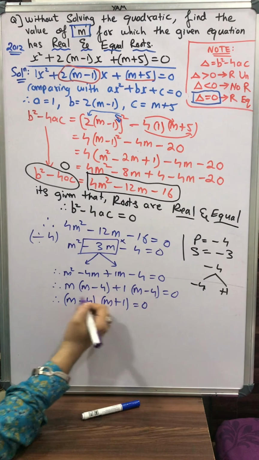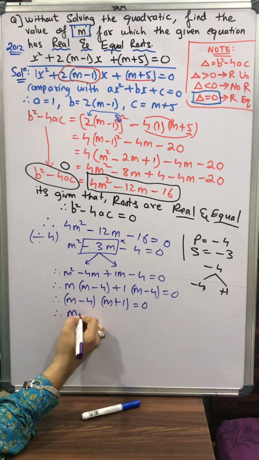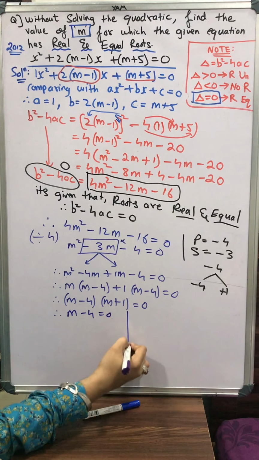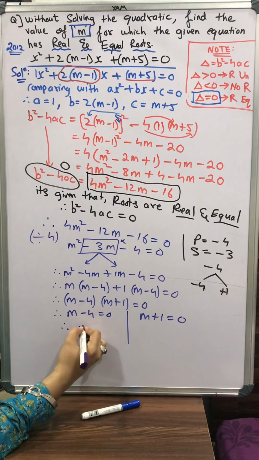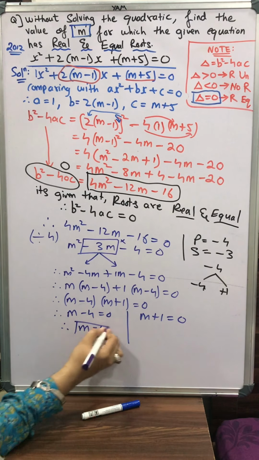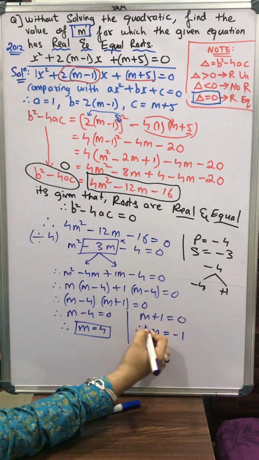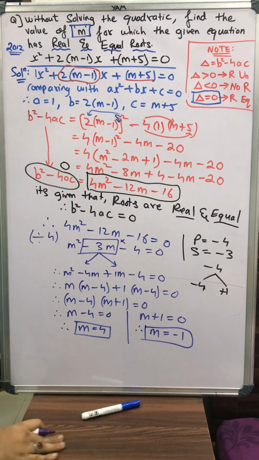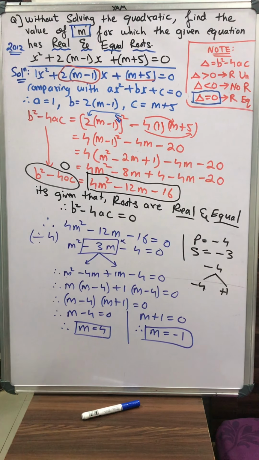Now this 0 will be equated to both. Either this will be equal to 0 or that will be equal to 0. Therefore m minus 4 will be equal to 0 or m plus 1 will be equal to 0. Therefore m will be equal to 4, one of the values of m. Therefore m will be equal to minus 1. So students, we got two values of m. One value of m is 4 and another value is minus 1. Please pause the video. It was a good question.